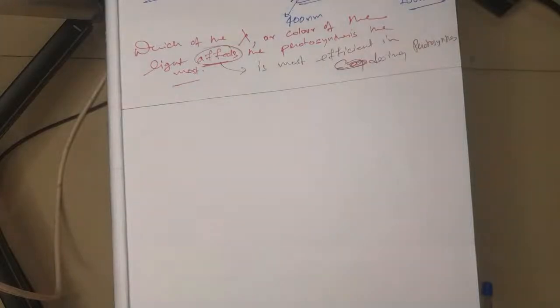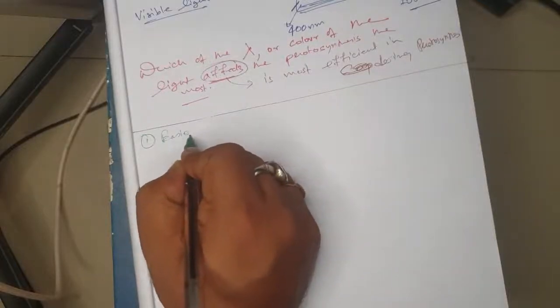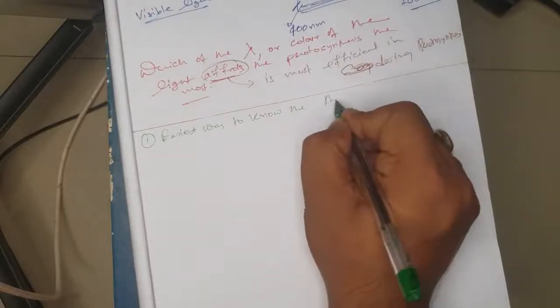First of all, there was an experiment I already told. We can check the amount of glucose produced. I cannot read the comments because of this holder, but anyway, we can check the amount of glucose produced. Fine, I can understand what you wrote. You see, the easiest way, first of all, to know the rate of photosynthesis.